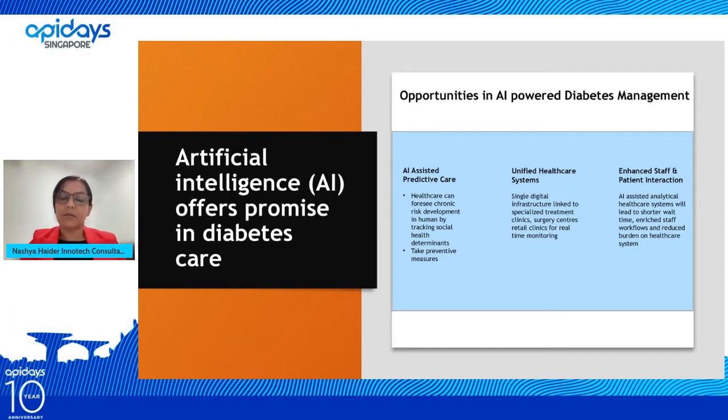This would then be linked via APIs to a single digital infrastructure, which would be linked to specialized treatment clinics for real-time monitoring of a person who's wearing these wearables. And thereby you'd enhance the medical practitioner's interaction with the patient. And thereby we'd also be able to automate reporting.